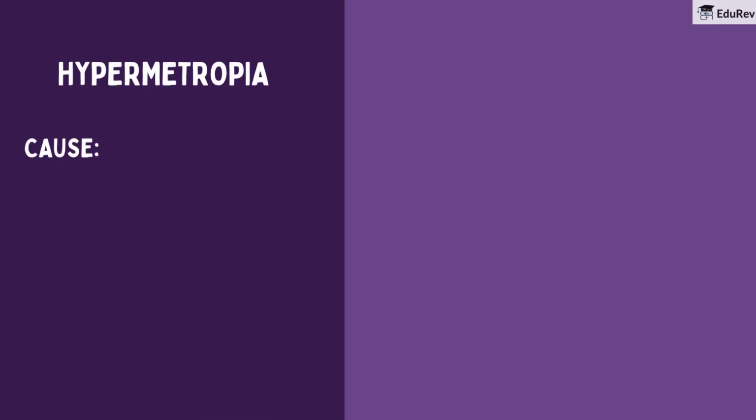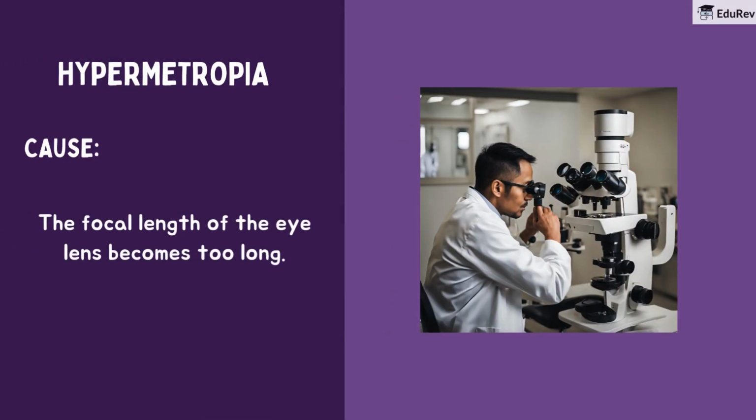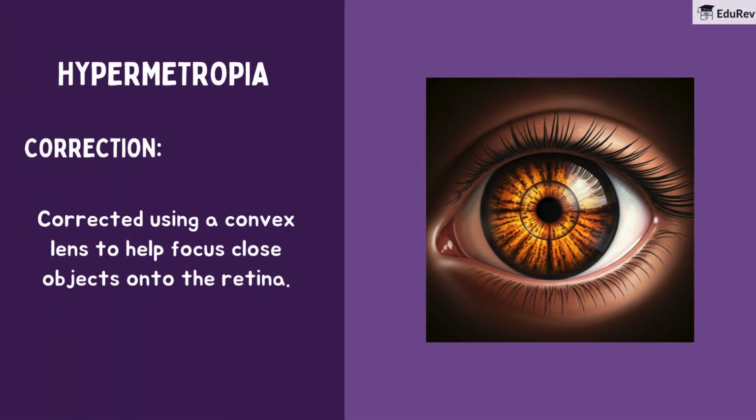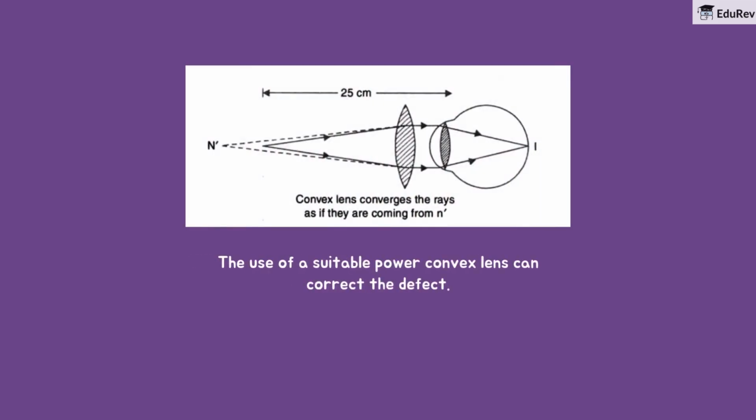Hypermetropia cause. The focal length of the eye lens becomes too long. The eyeball has become too small. Hypermetropia correction. Corrected using a convex lens to help focus close objects onto the retina. The use of a suitable power convex lens can correct the defect.